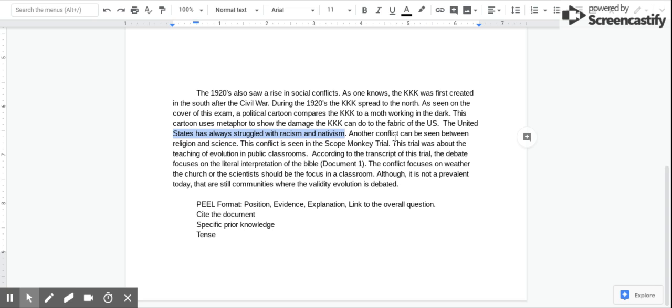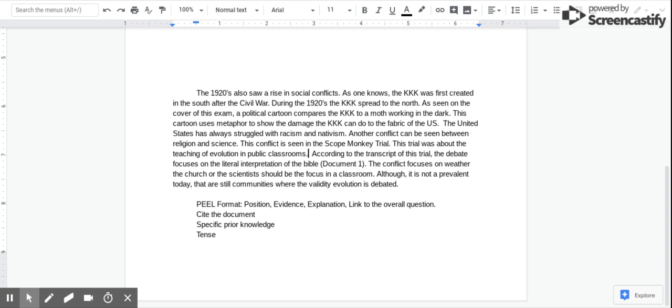I then moved on to another conflict, which was between religion and science. So these are both social conflicts. This conflict is seen in the Scopes monkey trial. This trial was about the teaching of evolution in public classrooms. So again, I've used my prior knowledge to introduce my document. According to the transcript of the trial, the debate focuses on the literal interpretation of the Bible.